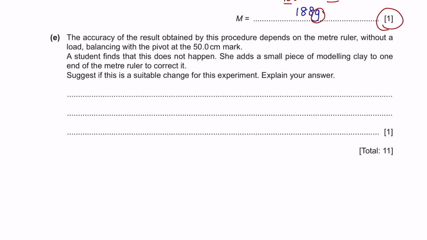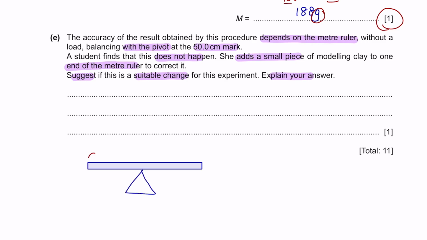Next, question E. The accuracy of the result obtained by this procedure depends on the meter ruler without a load balancing with the pivot at the 50 centimeters mark. A student finds that this does not happen. She adds a small piece of modeling clay to one end of the meter ruler to correct it. Suggest if this is a suitable change for this experiment and explain your answer. By adding clay on one side of the ruler, it's going to cause the ruler to tip one way and change the mass of this ruler. So this is not a suitable change for this experiment.